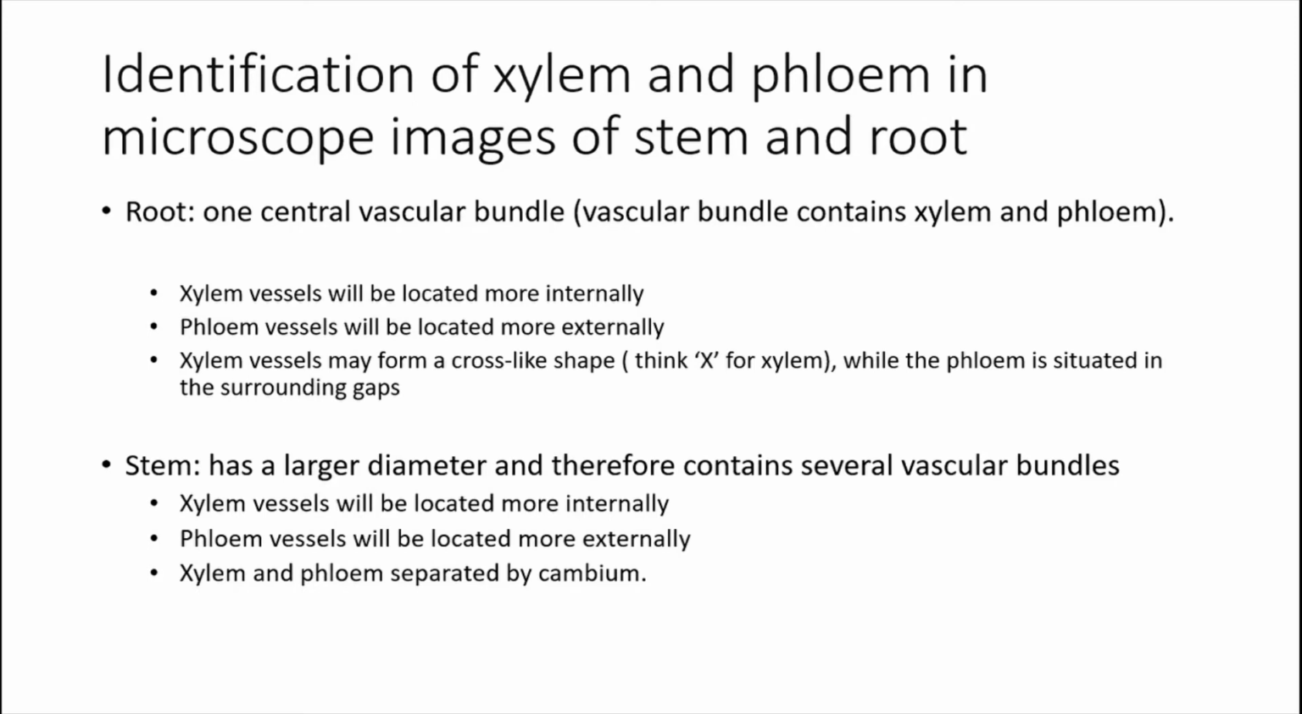This is for root, images of a root. And then for a stem, the thing to note is that the xylem, once again, is located internally and the phloem externally, and they're separated by this layer of cells called cambium. So we're going to have a look at some microscope images of both stems and roots in order to have a bit more understanding of these points that have been raised.